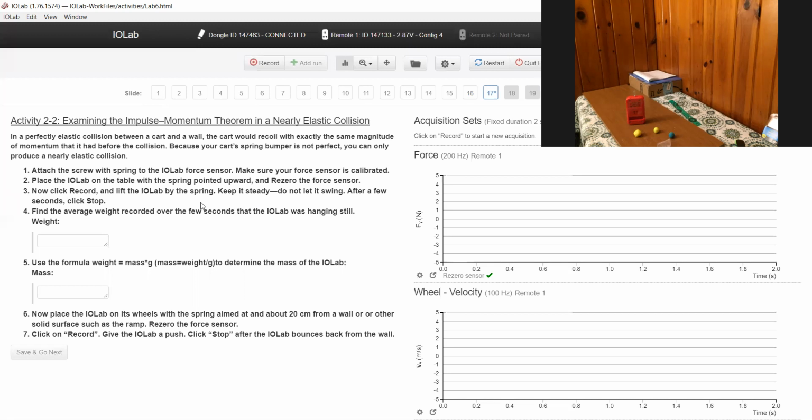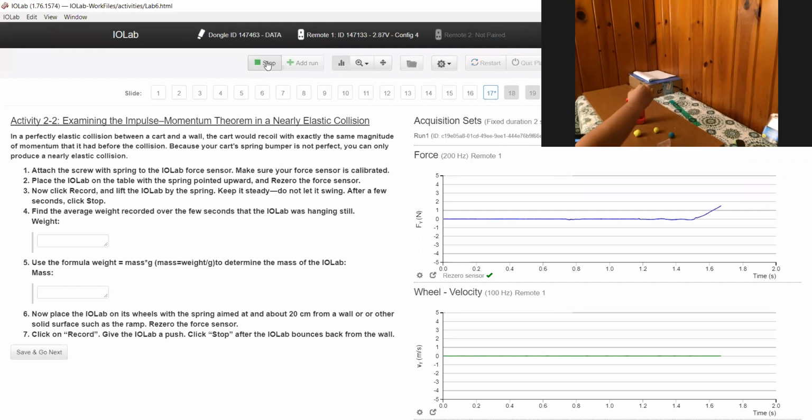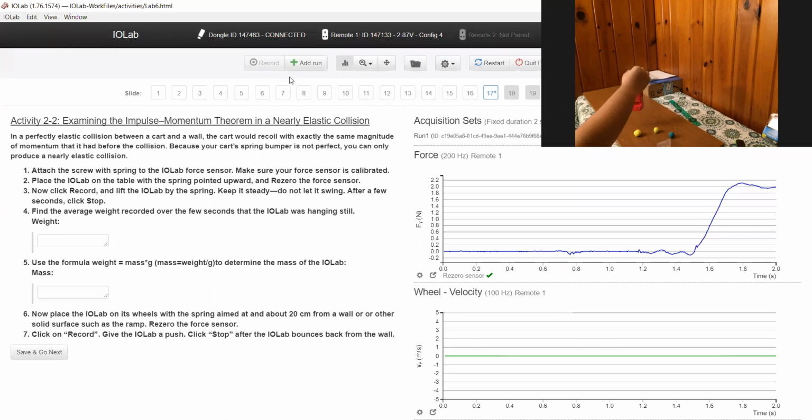Let me hold on. They're trying to find the weight of the IOLab. So they have asked us to lift the IOLab. Click on record, and you can lift the IOLab. Let me do it again, I think I missed it. But if you don't want to do that, that's the area of interest when I lifted it. So I can do that again. It's not a problem.